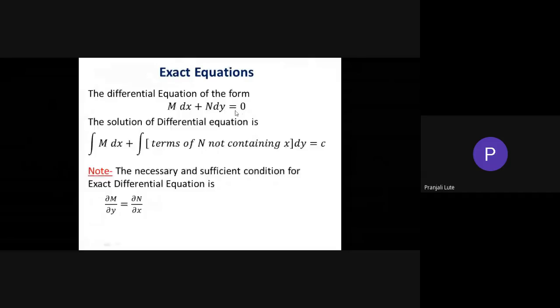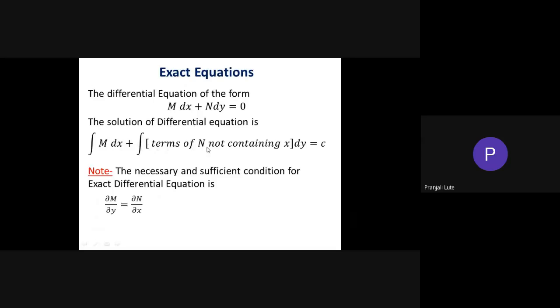What is the solution of that differential equation? The solution of the given differential equation is integration of M dx, taking y constant, because here we integrate with respect to x, meaning in this integration y is a constant term, plus integration of terms of N not containing x. Not containing x means this term has y.